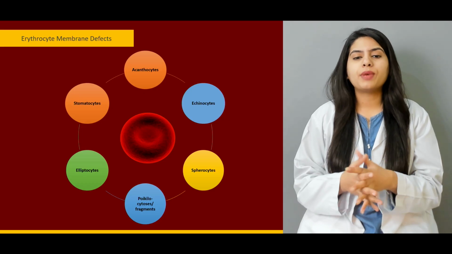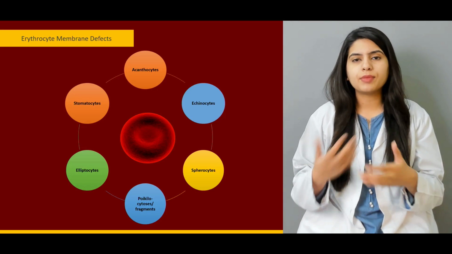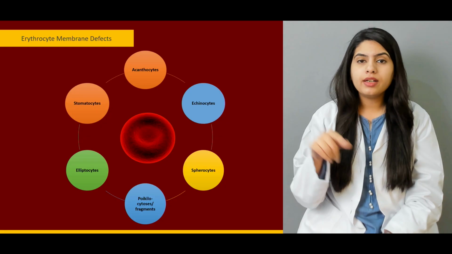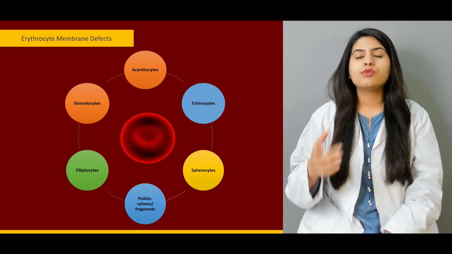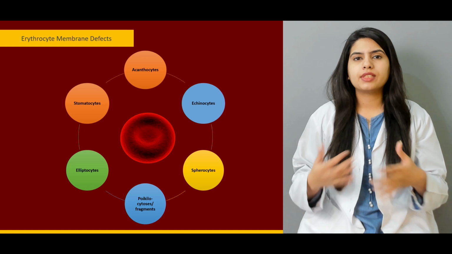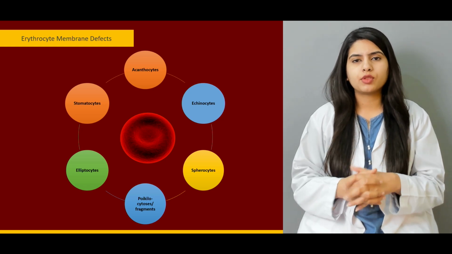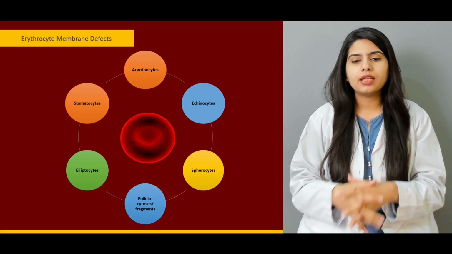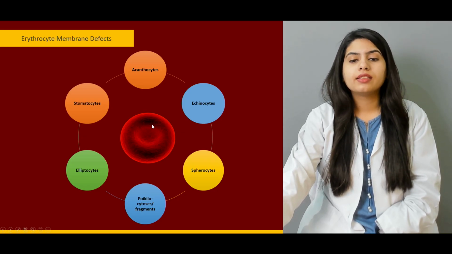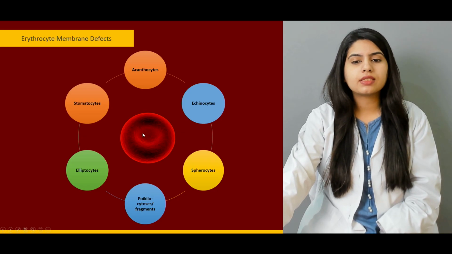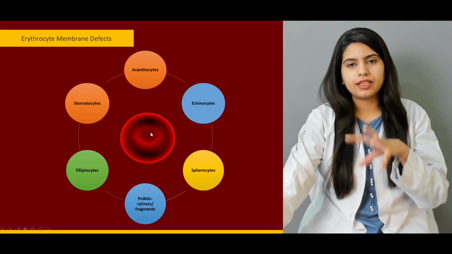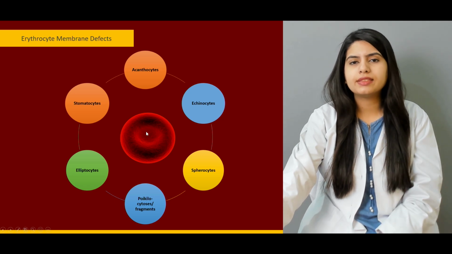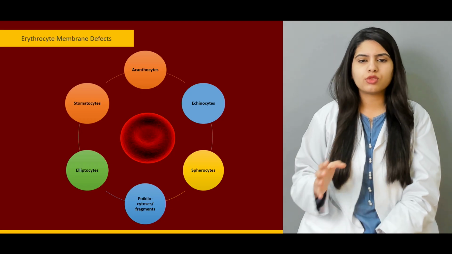Then there are the stomatocytes. Stomatocytes occur during stomatocytosis. They are basically red blood cells that have a pallor in their center. I have told you about the pallor when we were studying the different types of anemia. That pallor is an area at the center of the red blood cell that is hypochromic, meaning the pigmentation is less in this area as compared to the rest of the parts of the red blood cell. So this is known as stomatocytosis or stomatocytes.